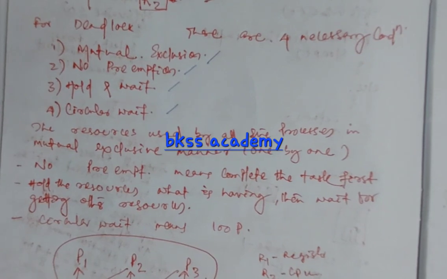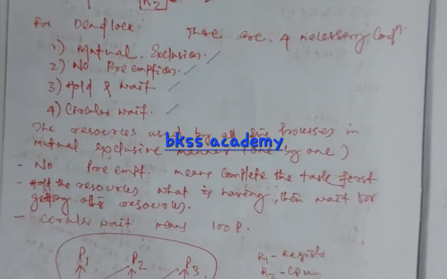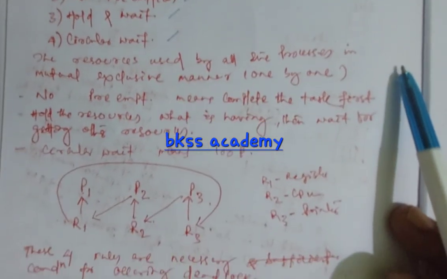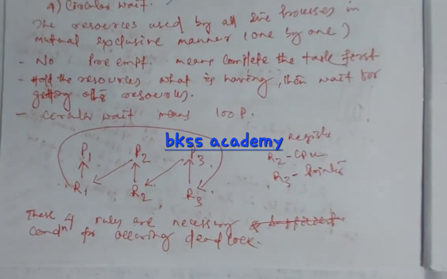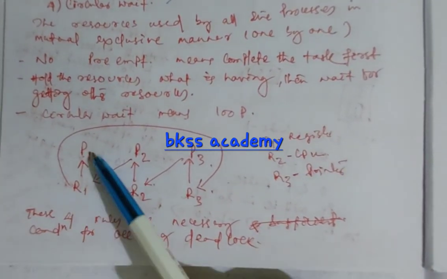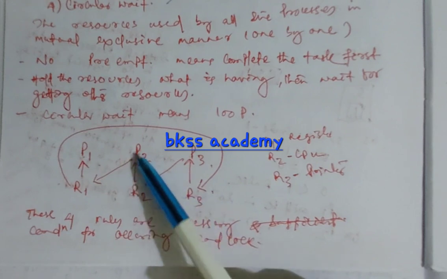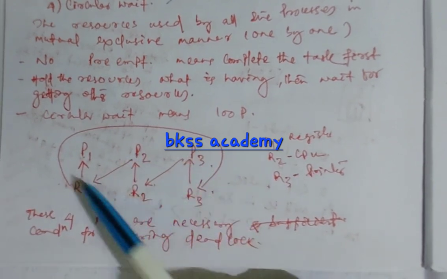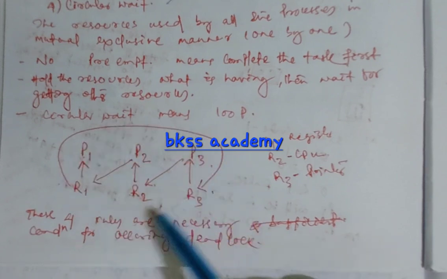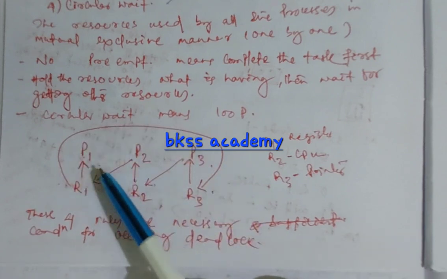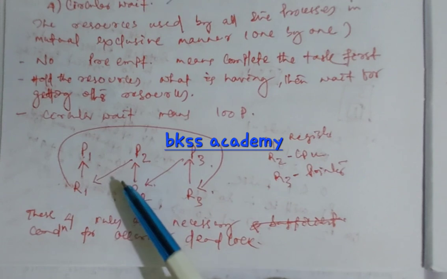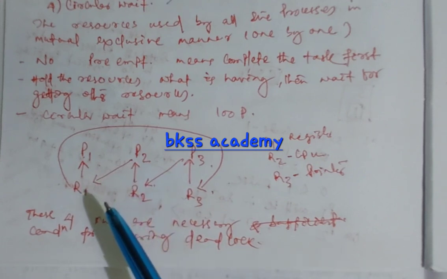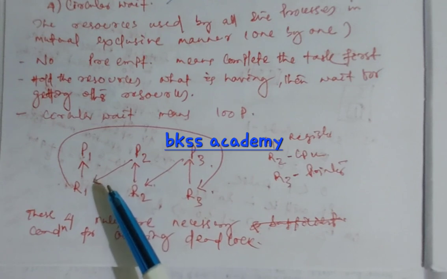These four rules are necessary conditions for occurring deadlocks. P1 holds R1 and waits for R3, P2 holds R2 and waits for R1, P3 holds R3 and waits for R2. This kind of request and response happens like a circular motion or circular flow. That is circular wait. This is all about introduction to deadlock.